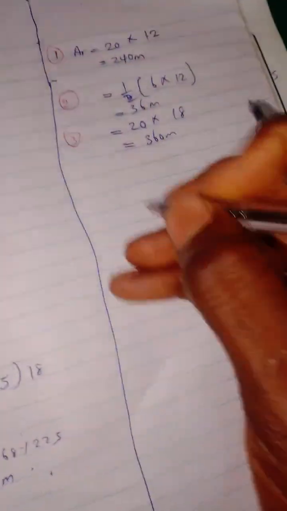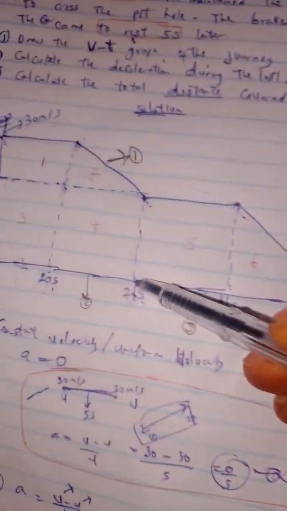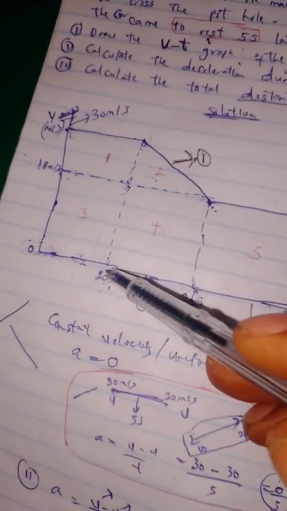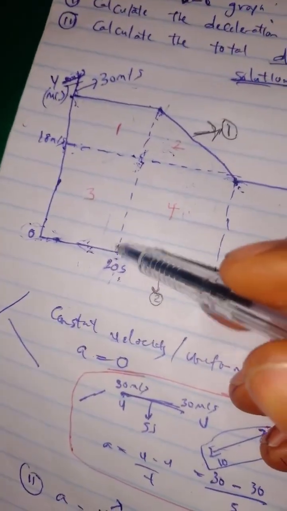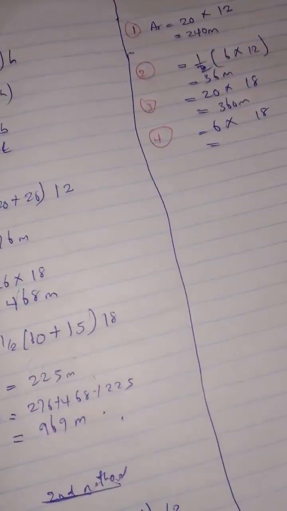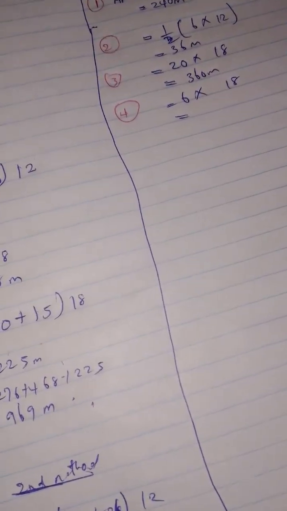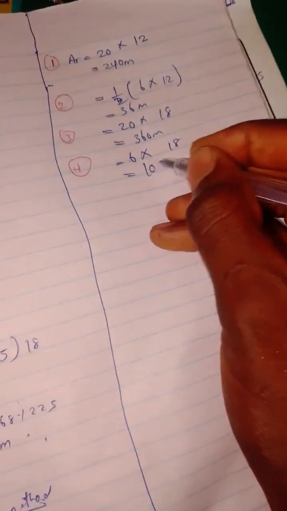Then let's do the next one, the fourth. The fourth is a rectangle also, from this to this, from this to this. So the length from this one is what? 6. So it's 6 times what? What's our height for this one? It is 18 also. So 6 by 18 will give you what? 6 by 18 is giving me 108.